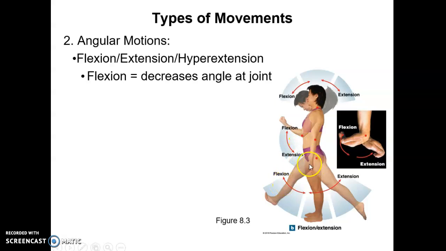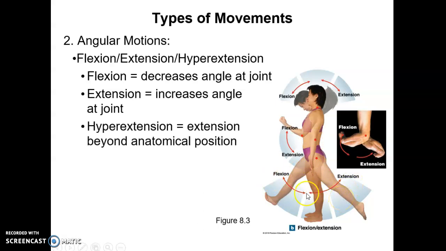Flexing at the leg, you're bringing that leg forward. Or flexion at the wrist. Extension is the opposite, increasing the angle. So to bring the head back into anatomical position, you extend it, or you extend the forearm at the elbow, you extend that joint, or extending the leg back, and you can even extend it further, which would be hyperextension. Extension beyond the anatomical position, looking way back, hyperextend the head at the neck, hyperextend the leg at the hip.